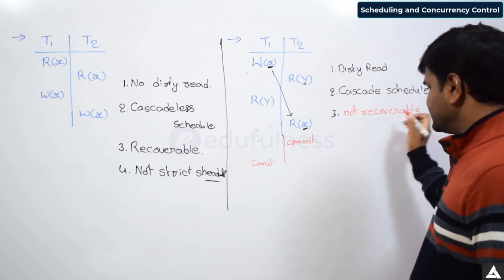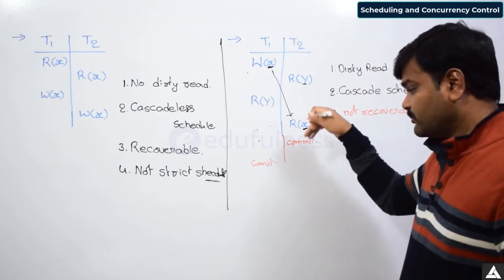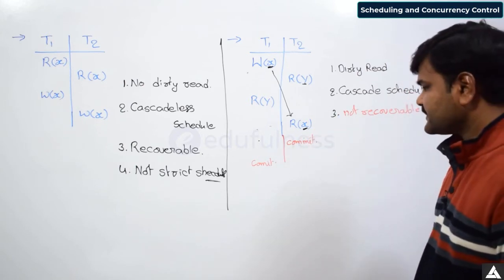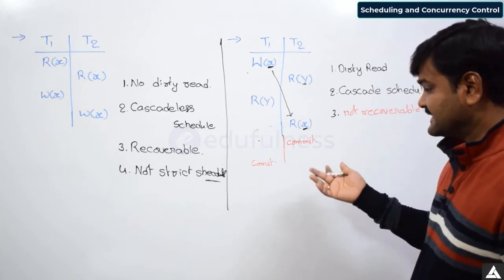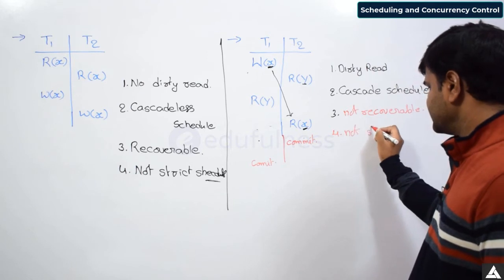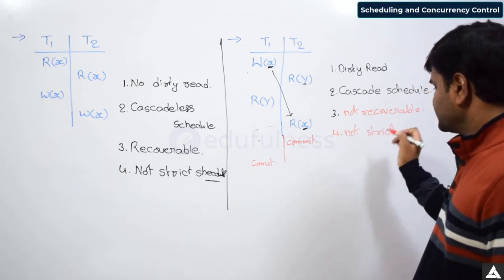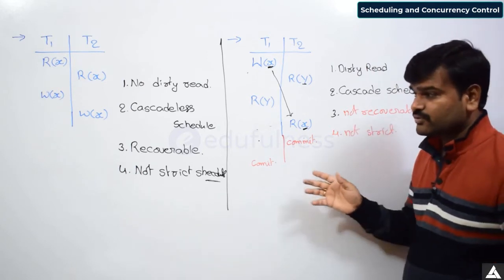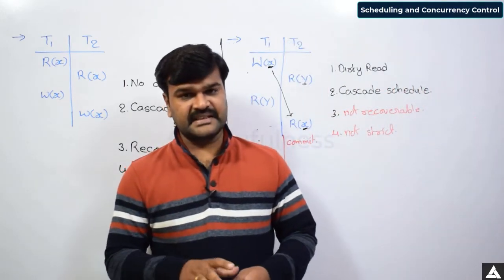This just depends on the position of the commit in both transactions. And of course this is not a strict schedule. So this is what we can identify from these two.